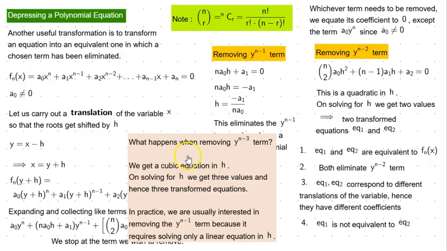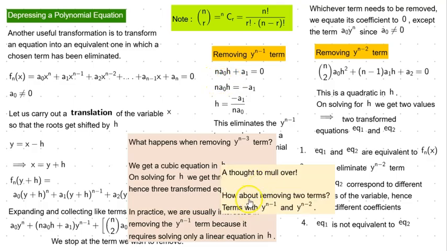Now, what happens when removing the y to the power of n minus 3 term? If we follow the same logic, we get a cubic equation in h. On solving for h, we get three values and hence three transformed equations. In practice, we are usually interested in removing the y to the power of n minus 1 term because it requires solving a linear equation. Think about it. How about removing two terms? Terms with, let's say, y to the power of n minus 1 and y to the power of n minus 2. What happens then? Try to figure this out.